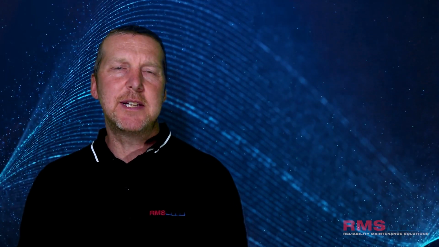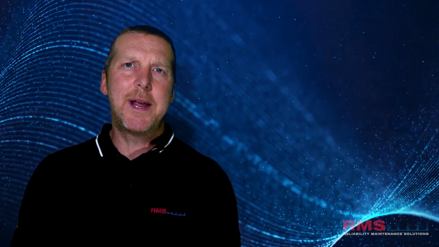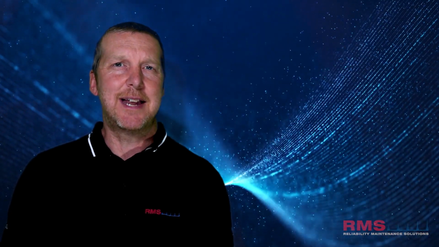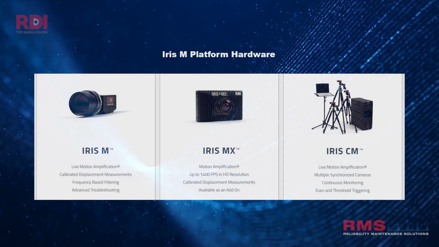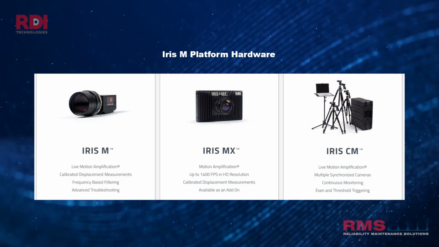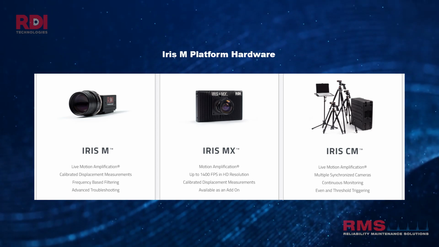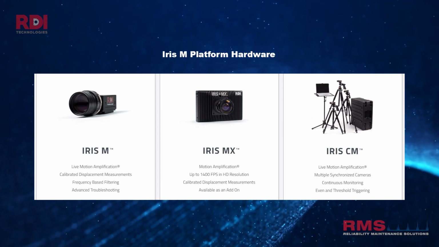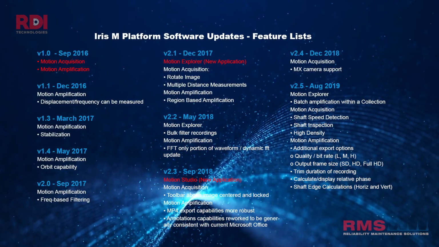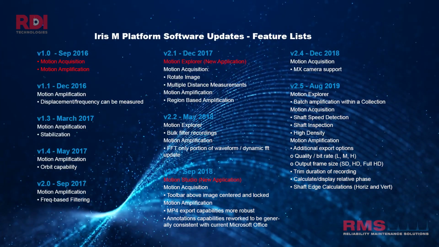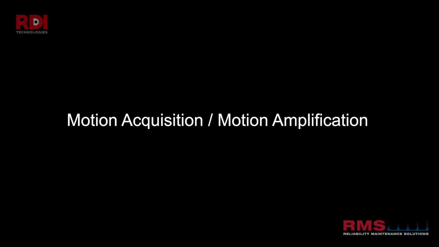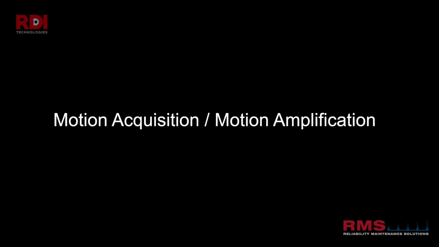Now before I go into these updates, I just want to run through quickly the previous updates over the last 3 years, which have been quite extensive. So on the Iris M platform now, we have 3 cameras, the Iris M, the Iris MX for higher frequencies, and the continuous monitoring system, the Iris CM. So since 2016, there's been lots of updates to this software, and I'm going to focus on the key ones now. So the first one is motion amplification.